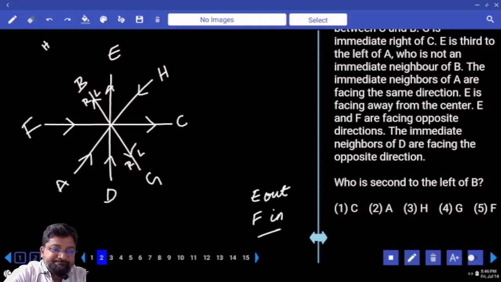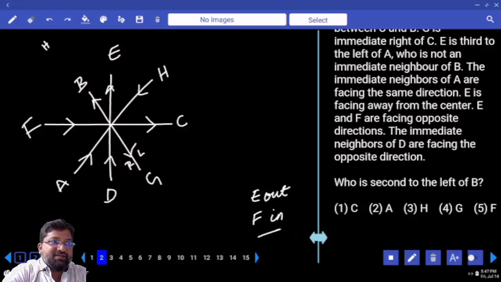Who is second to the left of B? H. Right or wrong? Tell me whether what I wrote is right or wrong. Nobody is paying attention. That is the reason why I am going with all these stupid and unfortunate things.